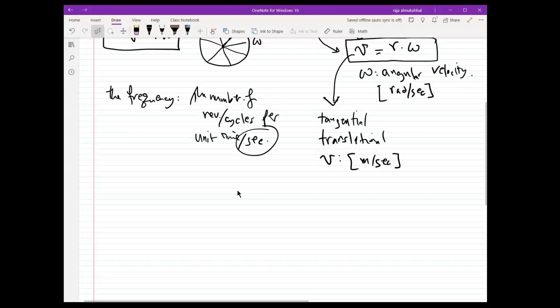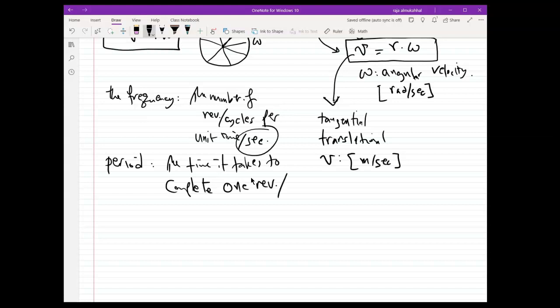Okay. The reciprocal or the opposite of frequency is period. The period is the time it takes to make 1 revolution. You see what I'm saying? The frequency is how many revolutions per second. The period is how long it takes to complete 1 revolution, or 1 cycle, if you will. Okay? And they are reciprocal of each other.